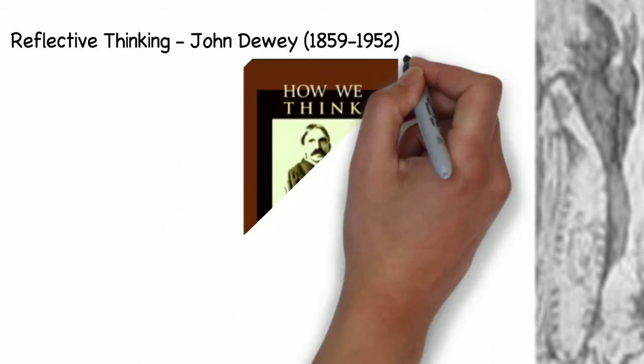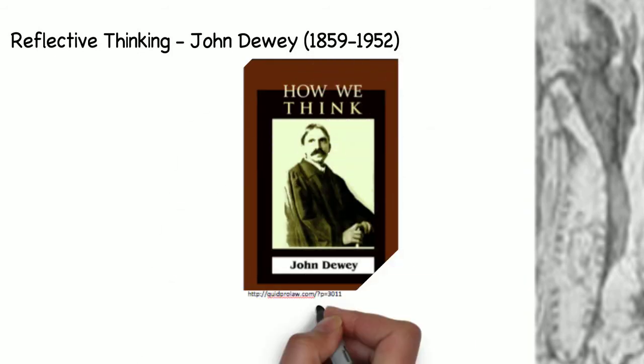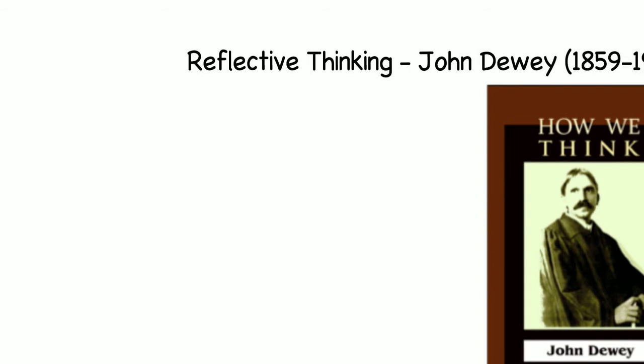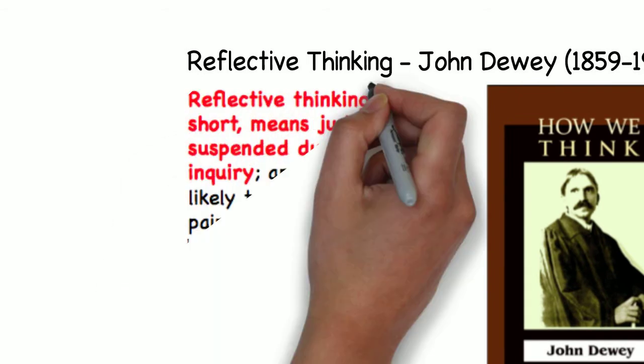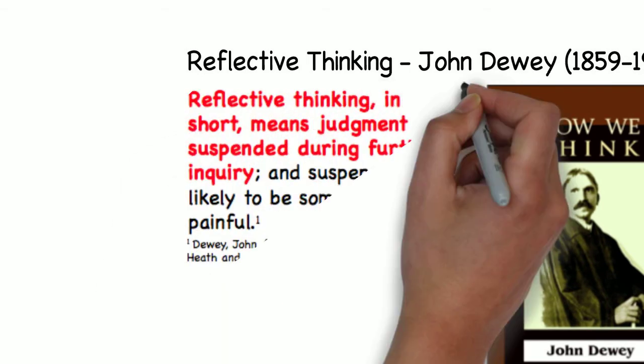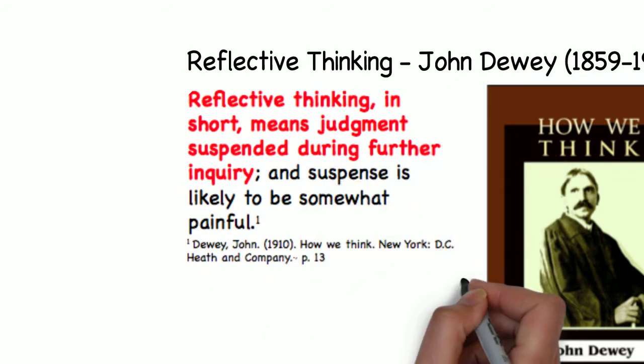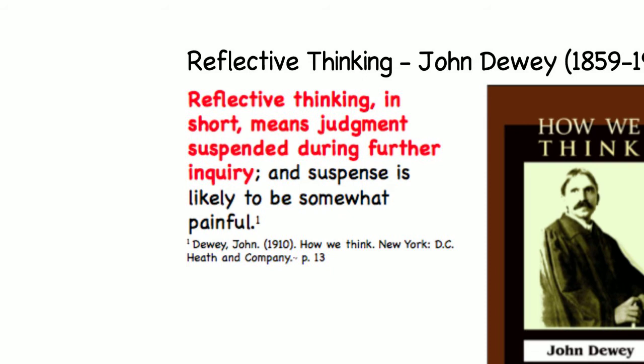When we take a look at the modern era, we need to remember John Dewey, another philosopher, this time from North America, who wrote about reflective thinking. In his classic book, which is entitled How We Think, written in 1910, he describes reflective thinking, and reading the quotation, as a short activity which means judgment is suspended during further inquiry.